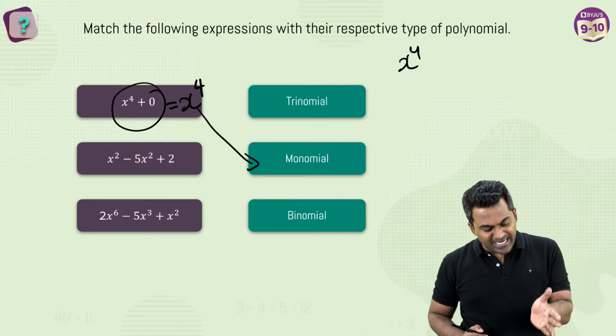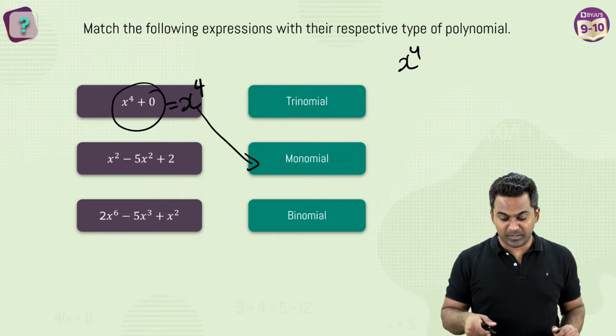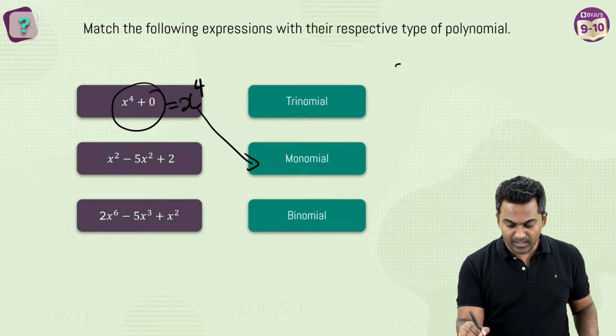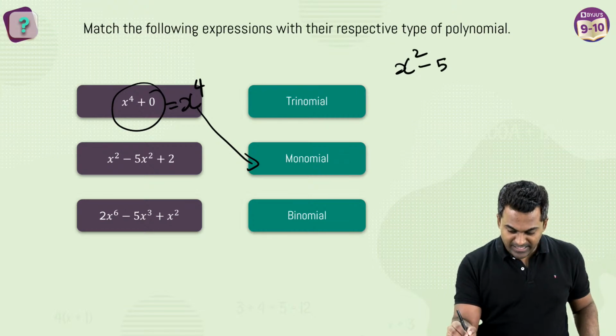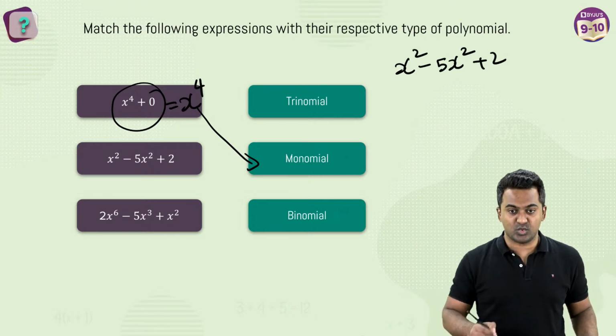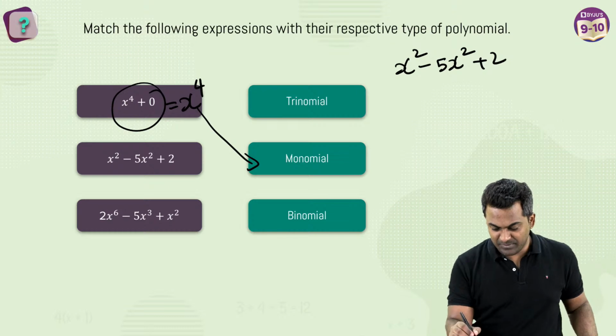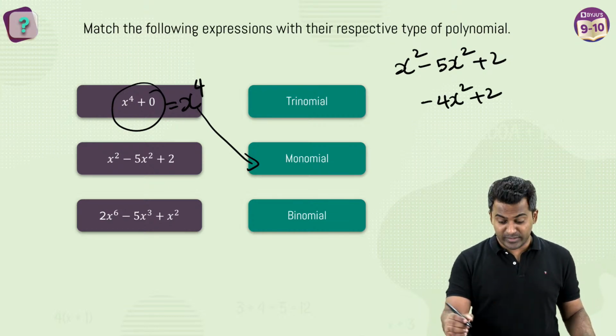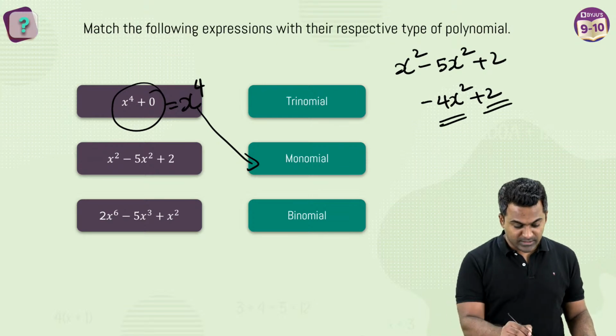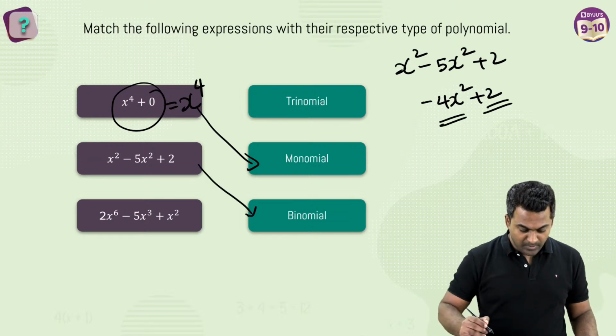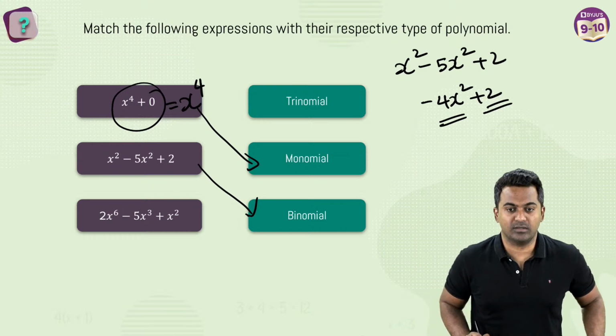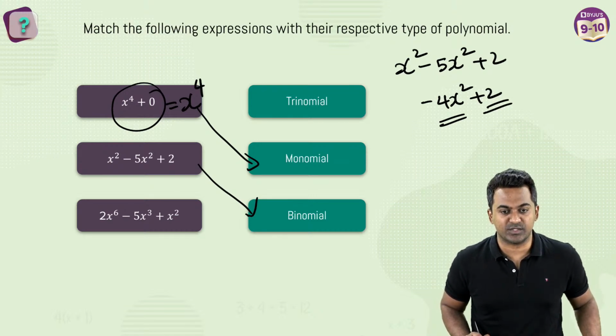X square minus 5x square plus 2. What about the second one? X square minus 5x square plus 2. I can simplify this again. Yes, I can simplify this and say minus 4x square plus 2. So look, there are two terms here. So this is going to be a binomial. Very good. Well done. All of you are saying the correct answers to this.